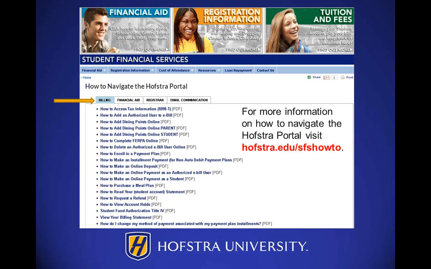The Student Financial Services How-To page houses a variety of step-by-step PDF instructions for completing online processing. The gold arrow points to tabs divided by subject category for billing, financial aid, registrar, and email processes. Our webinar today will highlight some of these processes. Please take a moment to glance at the titles here on the billing tab so you can check them out in the future.